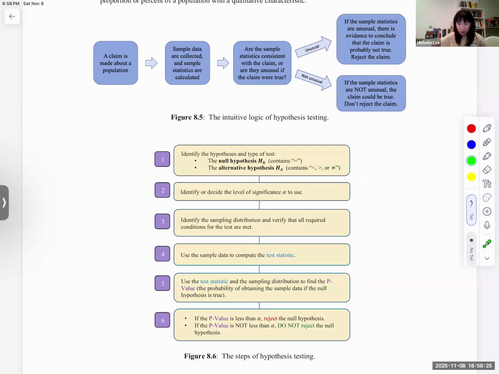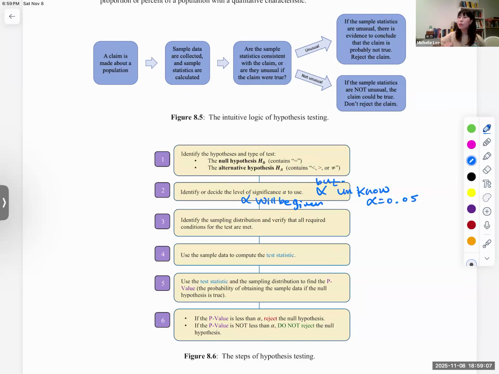Okay, now identify or decide the level of significance alpha. So it will be given, but sometimes they don't give us. Then we say that alpha is given, but when alpha is not given, we assume that alpha equal to 0.05.